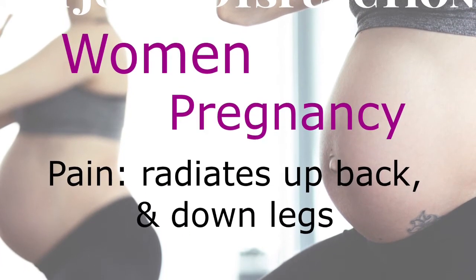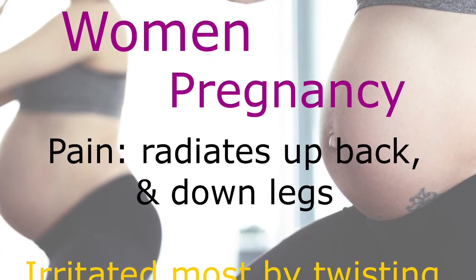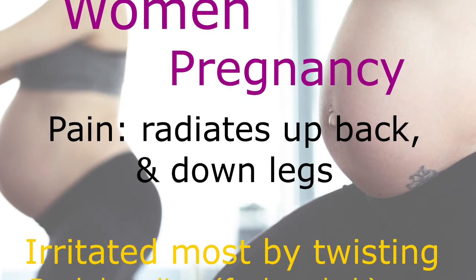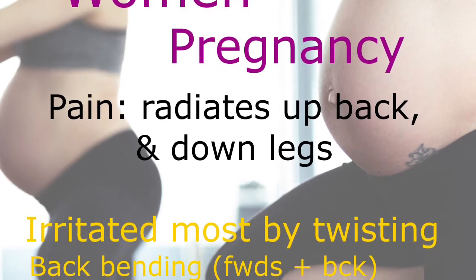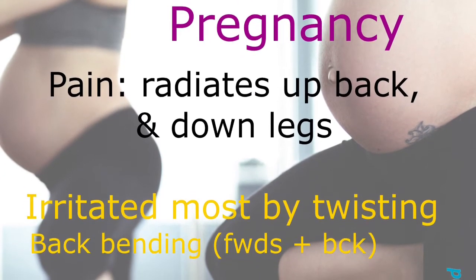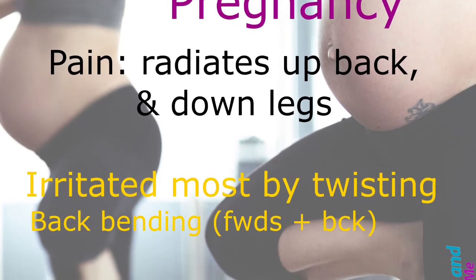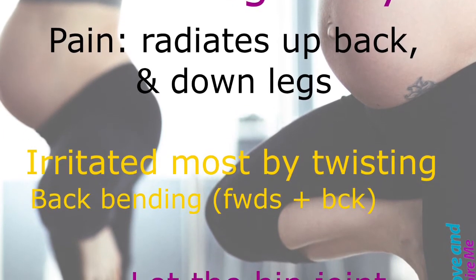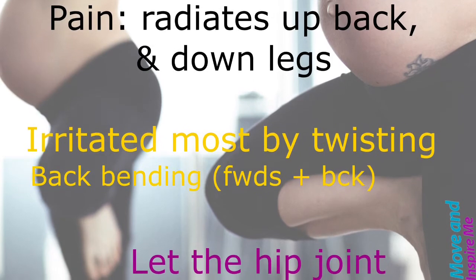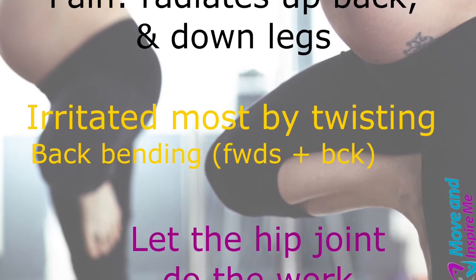When women get pregnant, this can often be the start of SI joint dysfunction, and pain radiates up the back and down the legs and is irritated by twisting and back and forward bends. We have to learn to let the hip joint do the work.